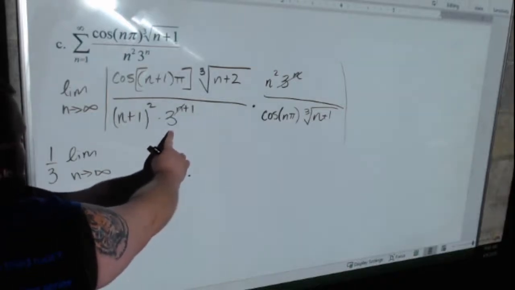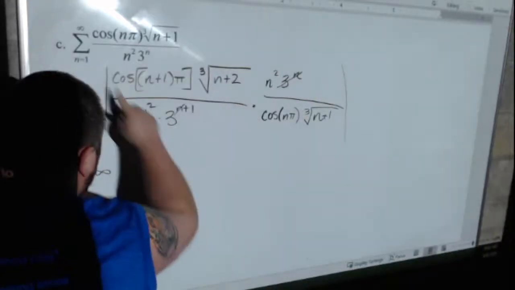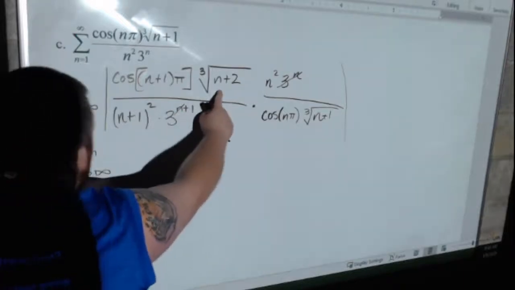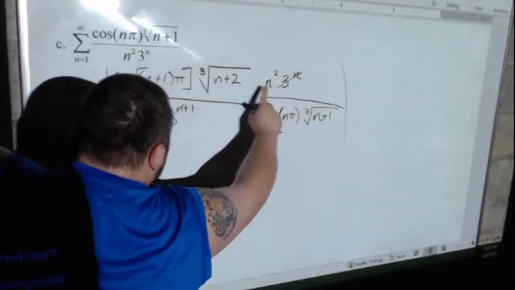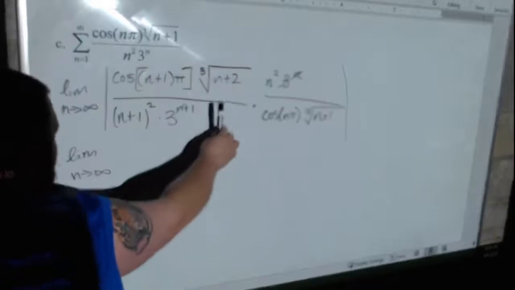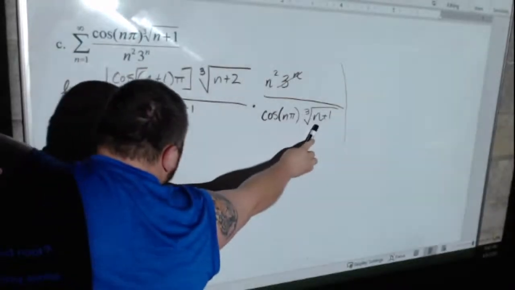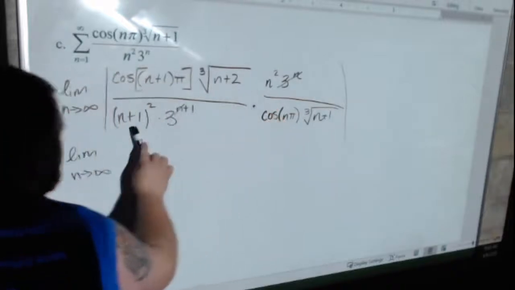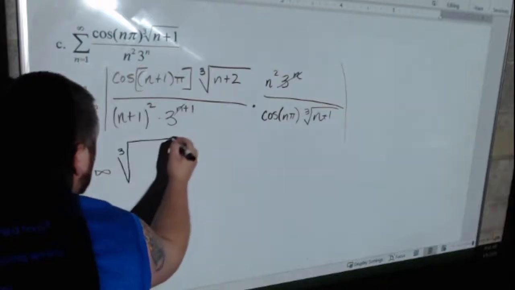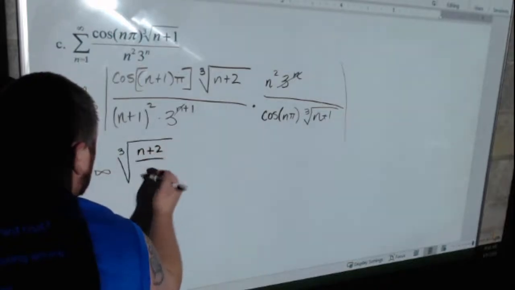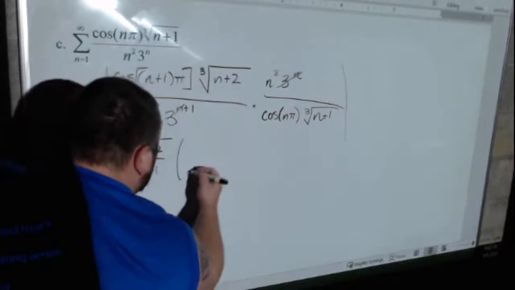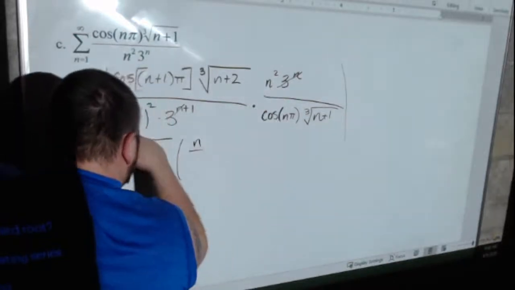So I took the 1/3 out. These cosines are going to disappear when I get rid of the absolutes. The n's have no way of becoming negative, so I can get rid of the absolutes and they stay. And then I'm going to go ahead and put the cubed root portions together and the squared portions together. So 1 cubed root of n plus 2 over n plus 1. And then I'll have 1 squared term, which will be n over n plus 1.